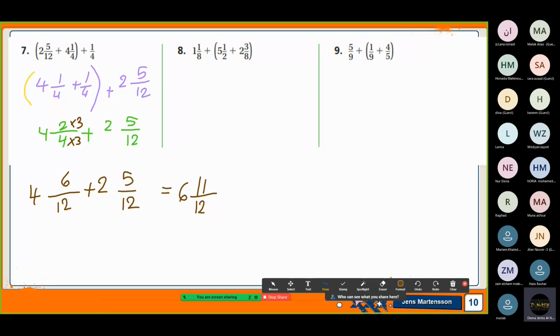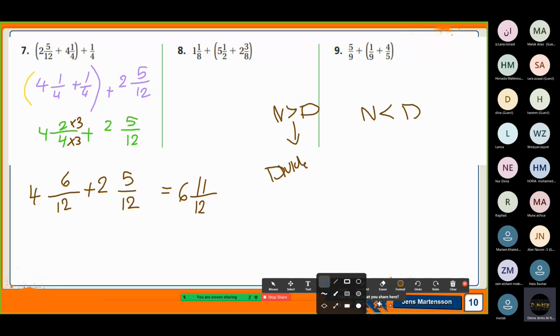Now, can you simplify it more? Simplify, no. No, bravo. So here we have to ask ourselves 2 questions. If the numerator is greater than the denominator, you have to divide. If the numerator is less than the denominator, we have to do 2 things. Either you can simplify if there is a common factor, or do not simplify.